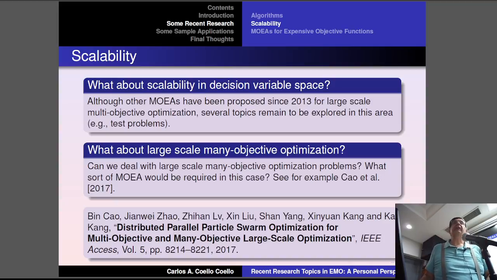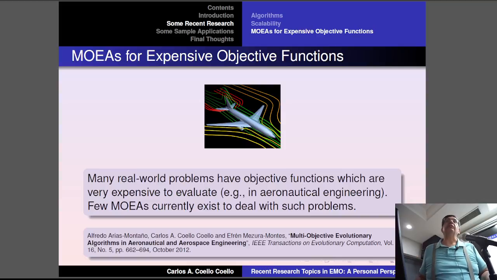The last topic is expensive objective functions. I would say that the main limitation of evolutionary algorithms in real-world applications has to do with that. Some problems have very costly objective functions in terms of computational time. Yesterday, for example, I was mentioning in a talk an application in which we worked many years ago, back in 2004, with people from NASA.